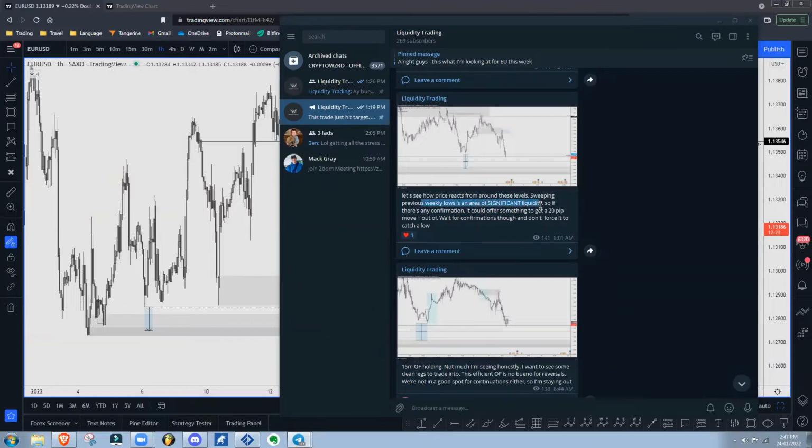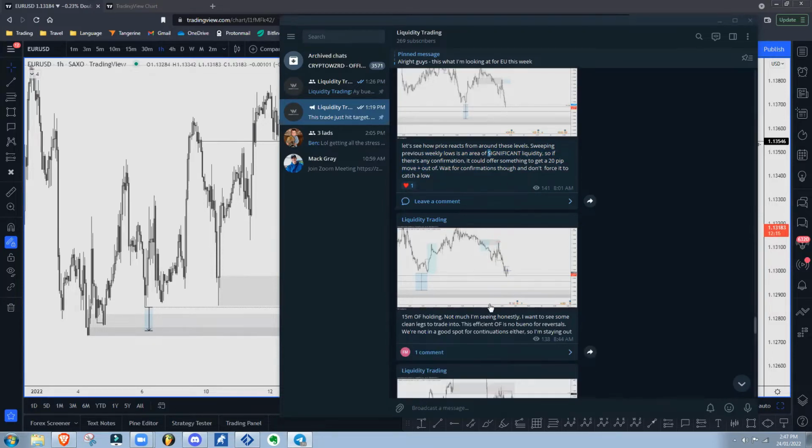Sweeping weekly lows is an area of significant liquidity. So if there's any confirmation, it could offer something like a 20 pip plus move out. So wait for confirmations, and then that's it.